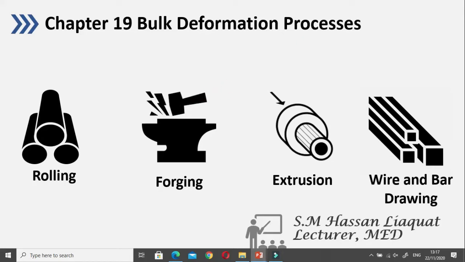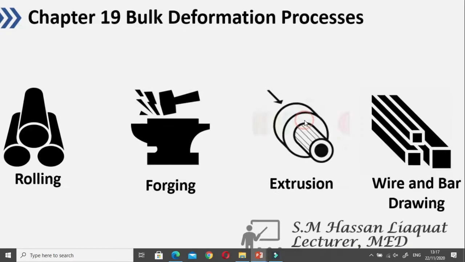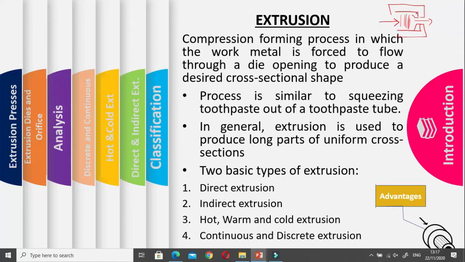So now let's start with the extrusion process. As we have discussed time and again, the bulk deformation processes in general are compressive in nature, and so is the extrusion process. Extrusion is a compression metal forming process in which the work metal is forced to flow through a die opening to produce a desired cross-sectional shape. We have a cavity with a die towards one end, and metal is fed into that cavity, while there is a ram at the opposite end of the die that pushes the metal and forces it to squeeze out of the die opening.